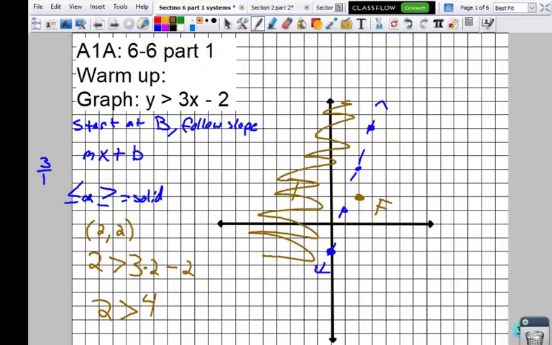Okay, so for our lesson today, we are still going to be graphing lines like this for part of it, and then we're going to graph some of the easier lines too.